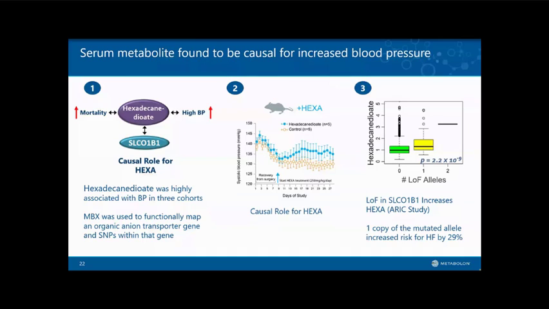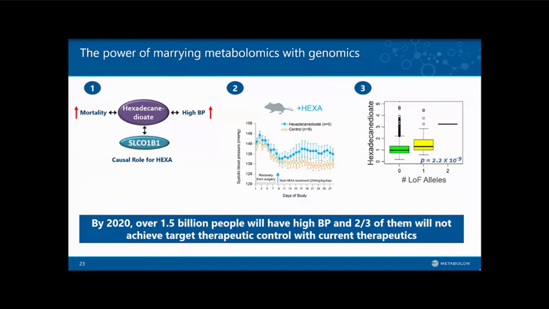So this really helps usher in an area of functionally mapping genes and genetic variants to metabolite levels that have associations with real-world outcomes. And this is important because by 2020, over 1.5 billion people will have high blood pressure, and two-thirds of them, close to 1 billion people, will not achieve their target therapeutic control with the current therapeutic opportunities available to them. And in this series of studies, we've provided insights into new pathways to treat and present new therapeutic opportunities to treat a still growing problem in the world.